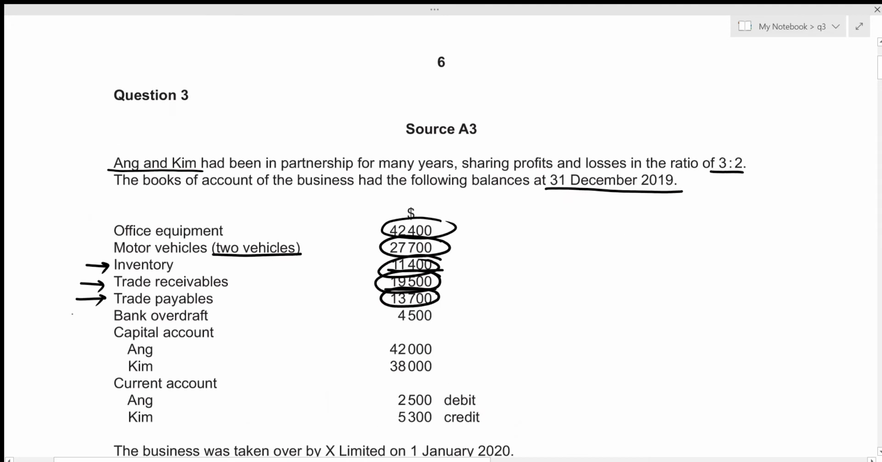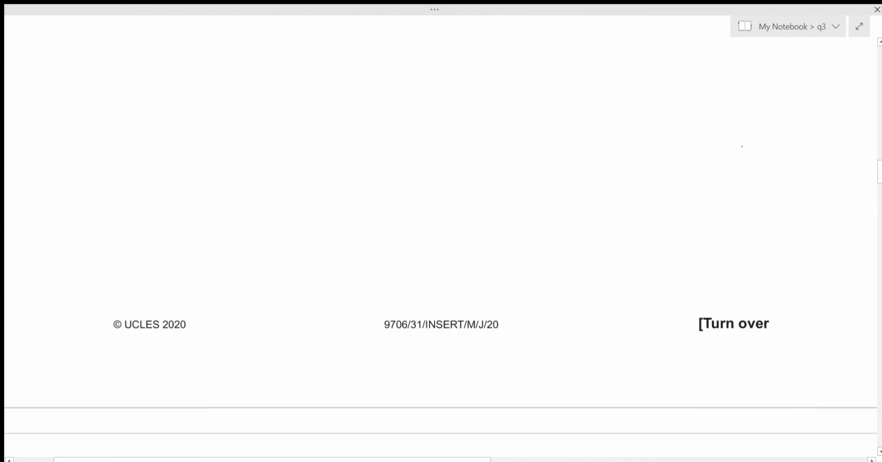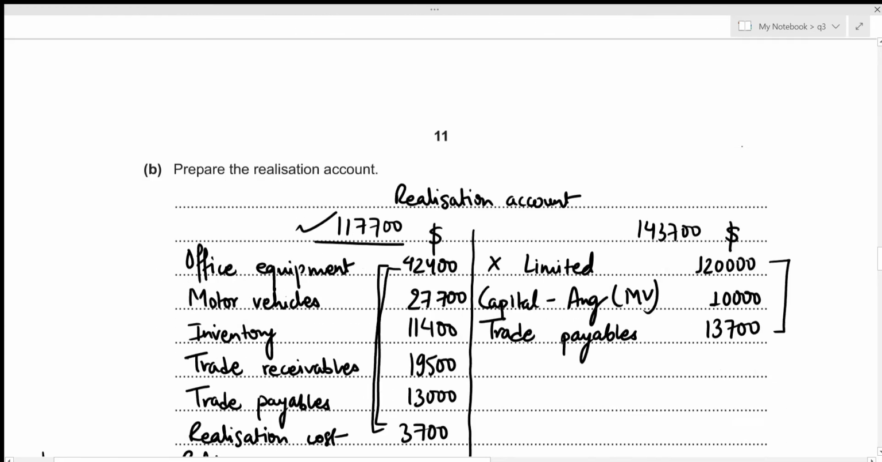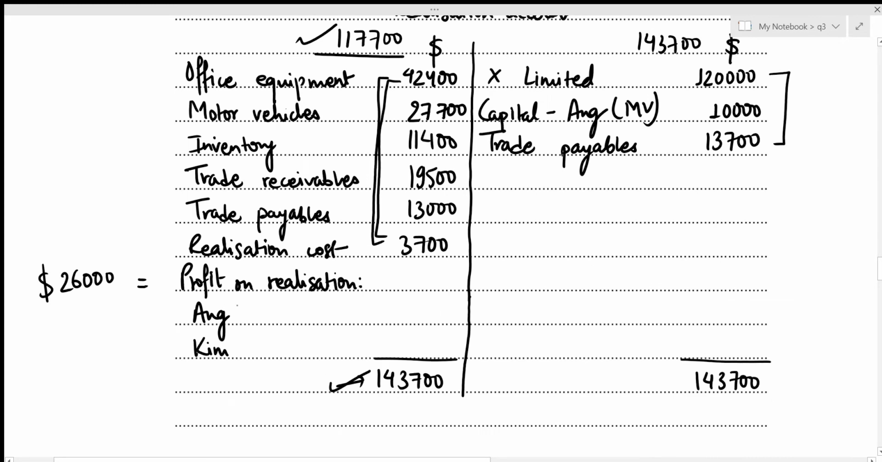Okay, it was given that they share profits and losses in the ratio of 3:2, meaning that out of 5 parts, 3 parts belong to Ang and 2 parts belong to Kim. Let's figure out our profit for our partners now. For Ang, that's just going to be the total of 26,000, and 3 out of 5 parts belongs to her, so that's 26,000 times 3 by 5, which results in the value of 15,600.